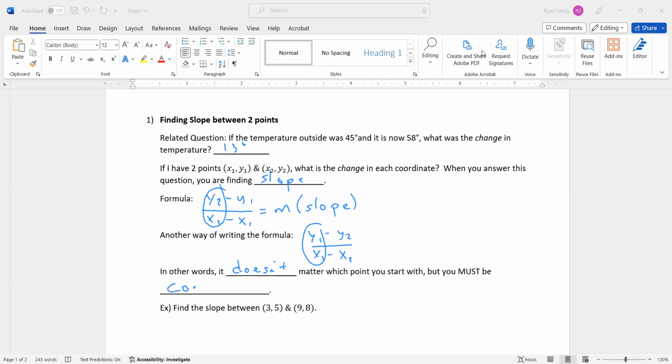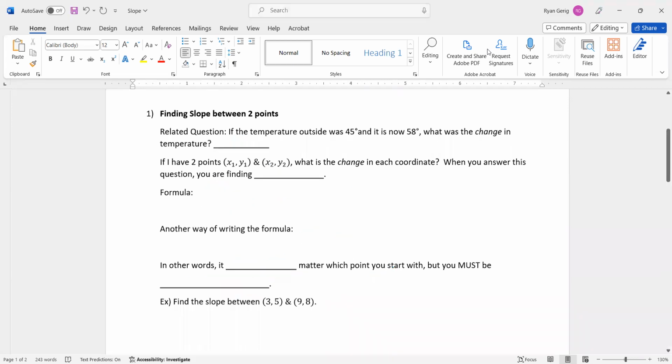Now, what do I mean by that? Here's what I will see some people do. They will do y2 minus y1, and then on the bottom, they'll do x1 minus x2. You can't do that. That will not give you slope. What that will give you is actually, if you do it correctly, the right number with the wrong sign. So you've got to be careful. It doesn't matter which one you start with, but you've got to start with the y coordinate of the point that you choose and the x coordinate of the one that you choose.